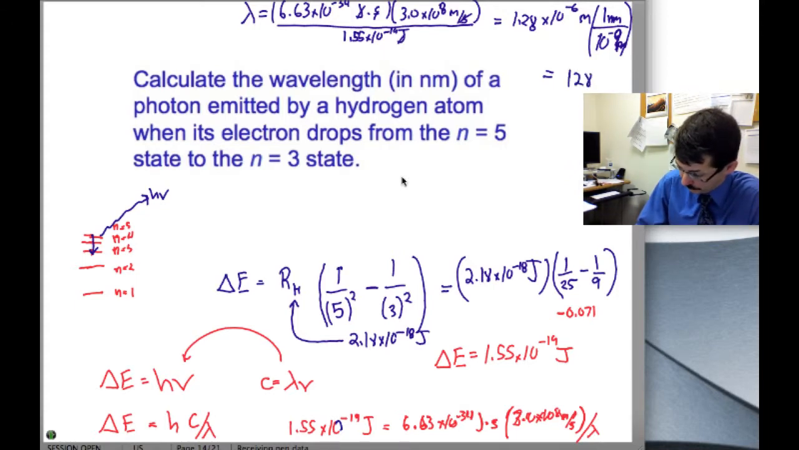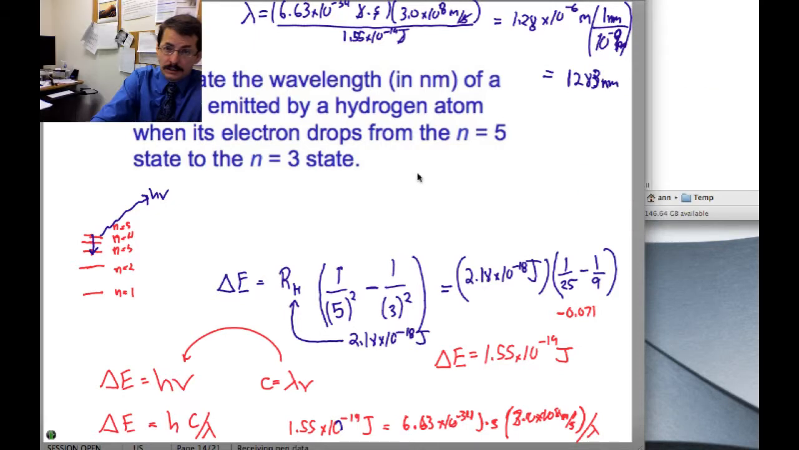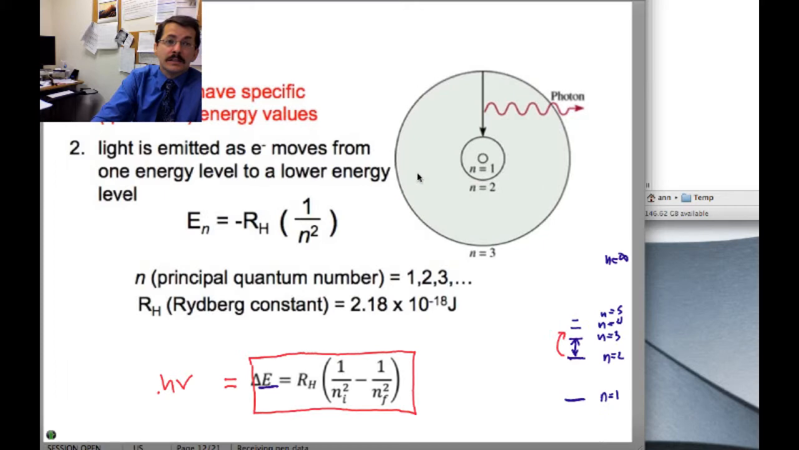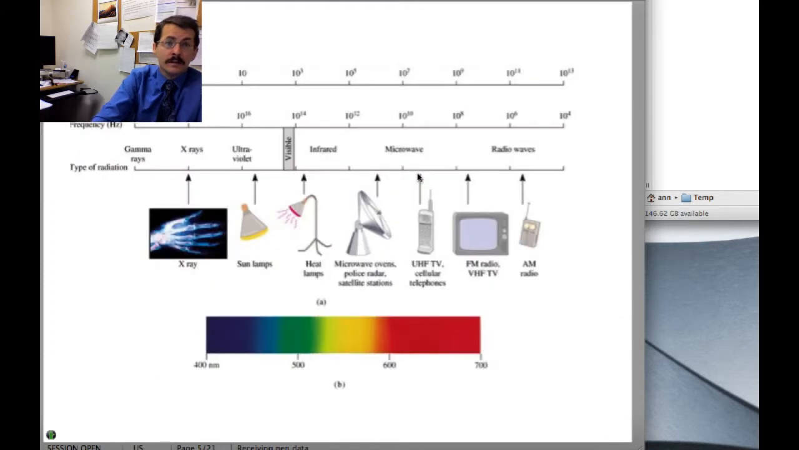about 1283 nanometers. In terms of our visible spectrum, the light wave associated with this n equal 5 to n equal 3 transition would be 1283 nanometers, which puts it in the infrared.